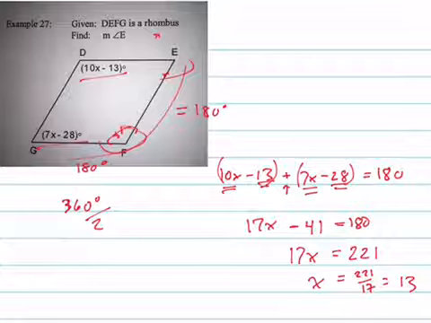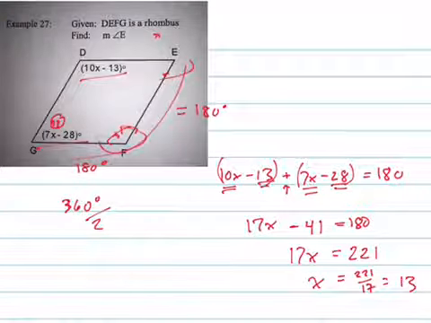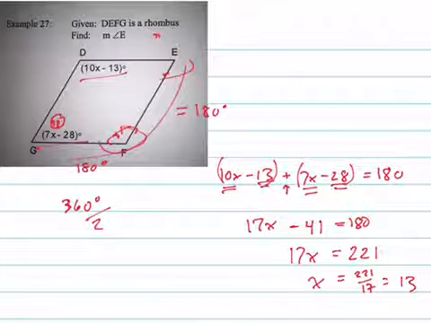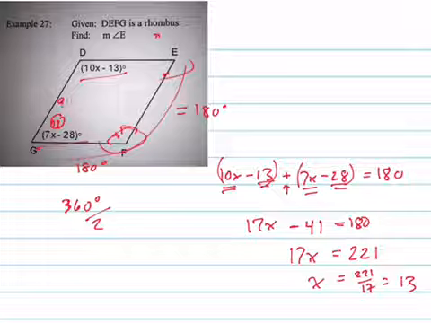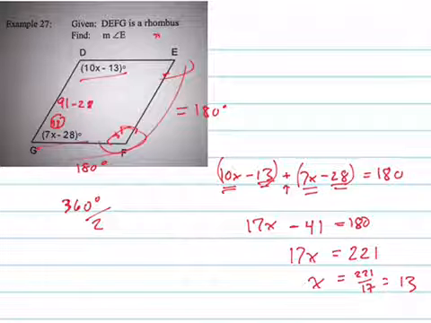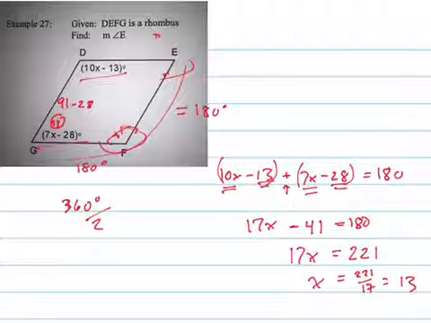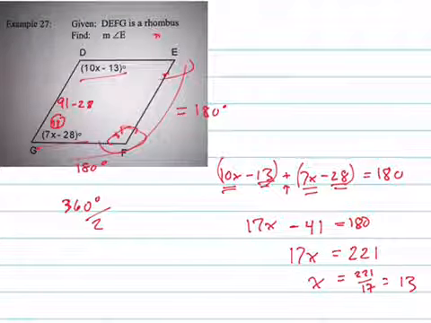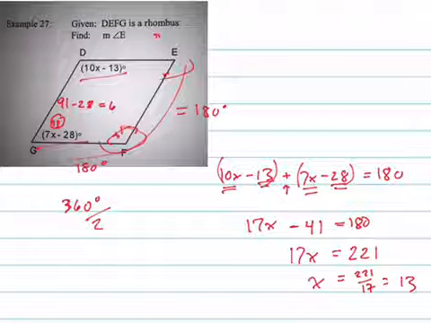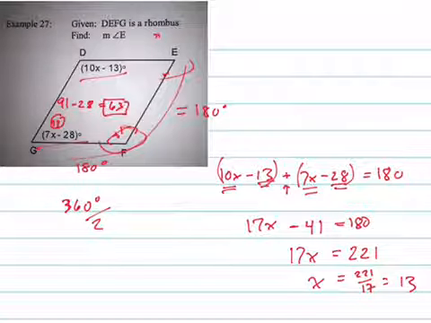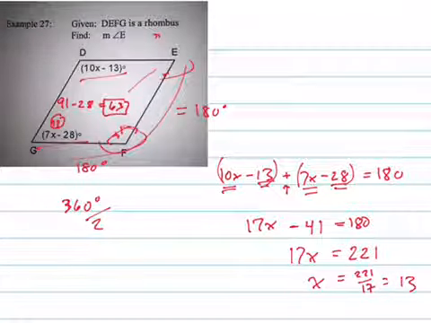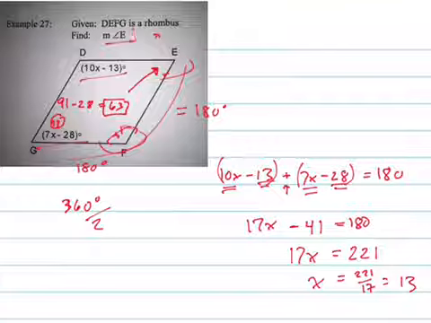So since that's 13, I can plug it back in here for x. What's 13 times 7? That's 91, right? 91 minus 28. What's 91 minus 28? 91 minus 30 is 61, so minus 28 is 63. Is that right? Yep. 63 is my answer for G, so it's also my answer for E, and that's what they're asking.